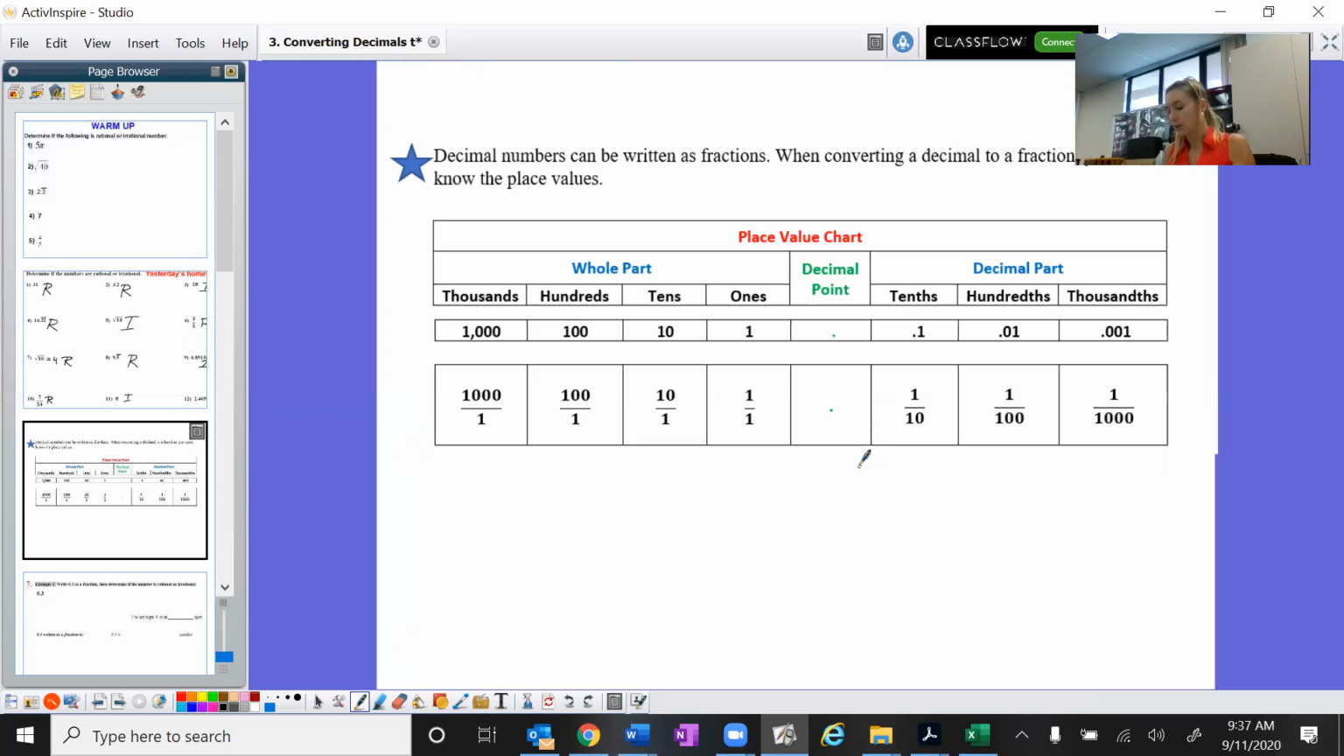What it's telling you is that you have spots when it comes to our number system. The one to the left, that's always the ones.